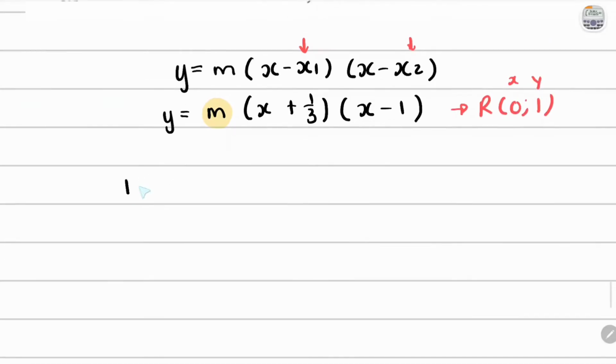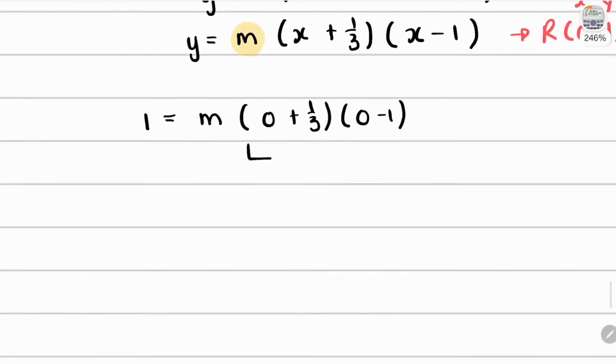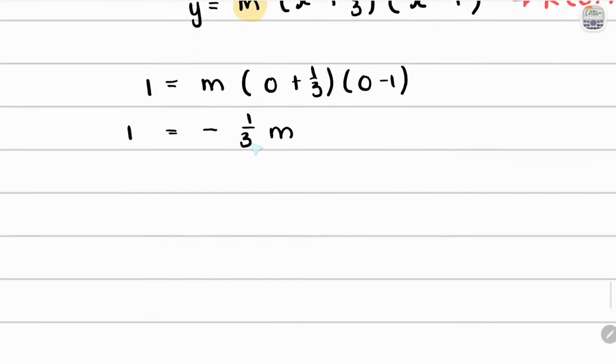So we'll say y, which is 1, is equal to m times 0 plus 1/3 times 0 minus 1. So over here, that is just 1/3 times -1, which gives you -1/3. So this is -1/3 m, is equal to 1. And then if you divide both hand sides by -1/3 or multiply both sides by -3, to get rid of that in the denominator, you see that m is finally equal to -3.